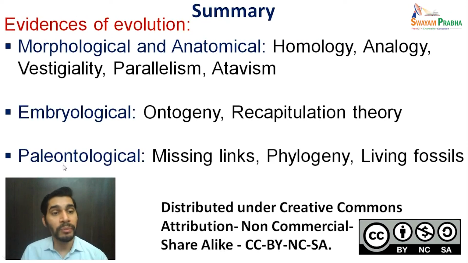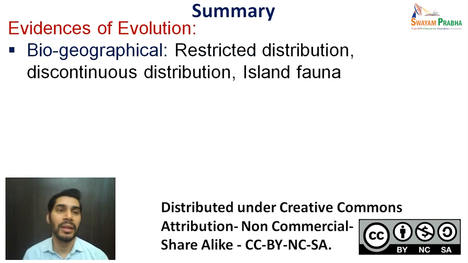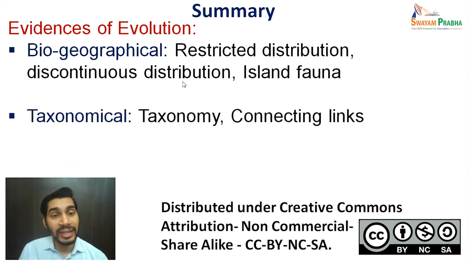Then we moved to fossils as paleontological evidence of evolution, in the form of missing links, the phylogeny history of particular organisms, where we took the example of horse phylogeny, and living fossils. Then we went ahead with the biogeographical evidences of evolution, where we discussed the phenomena of restricted distribution, discontinuous distribution, and island phenomena in the form of Darwin's finches. Taxonomical evidences come from the classification and the connecting link examples.